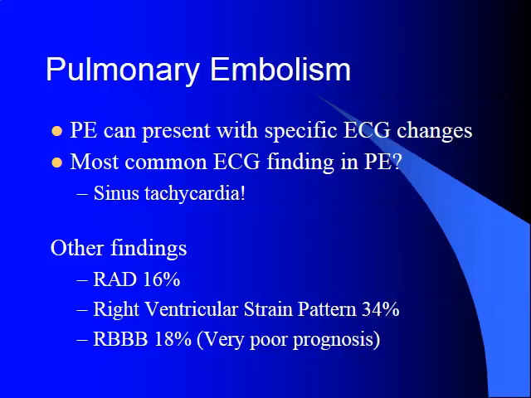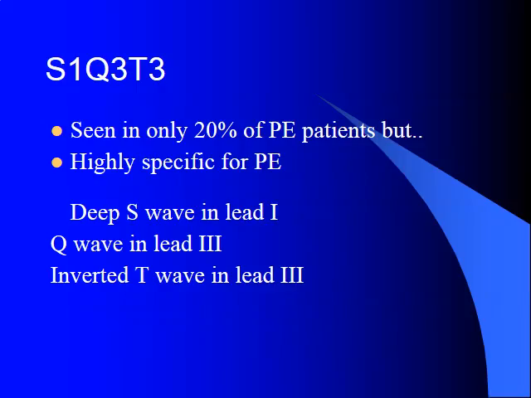So another finding that you may see is what we call S1Q3T3. It's only seen in about 20% of pulmonary embolism patients, but it is very specific for a PE. So if you do see this, you can be fairly certain that the patient does have a blood clot. The findings that you'll see in S1Q3T3 are a deep S wave in lead 1, a Q wave in lead 3, and an inverted T wave in lead 3.